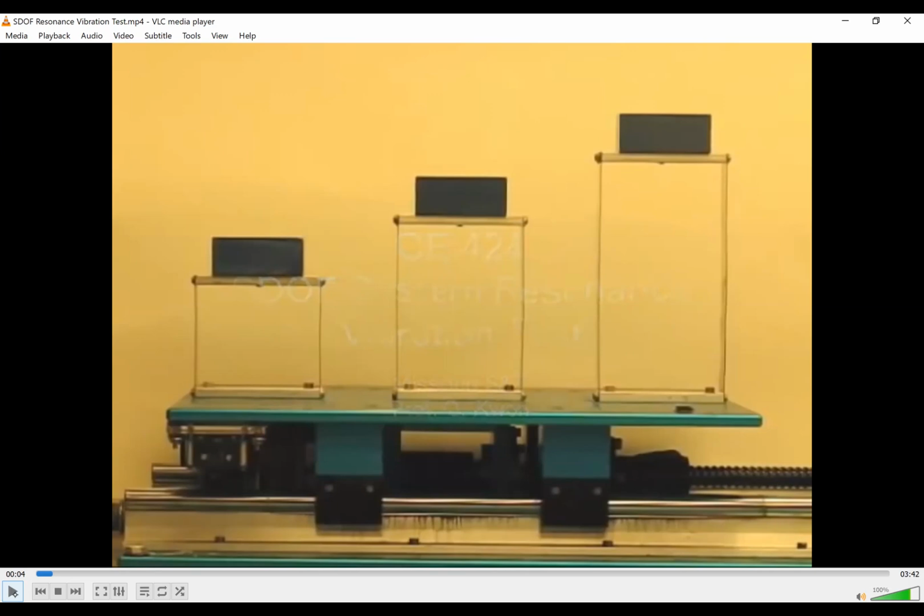Every system, the three systems from left to right, let me label them A, B, C, maybe that is better. I'm sorry, let me erase and do it again. It could be something like this one is A, let me call it B, and that one is C. They have the same mass, but the stiffness of the three systems is different.